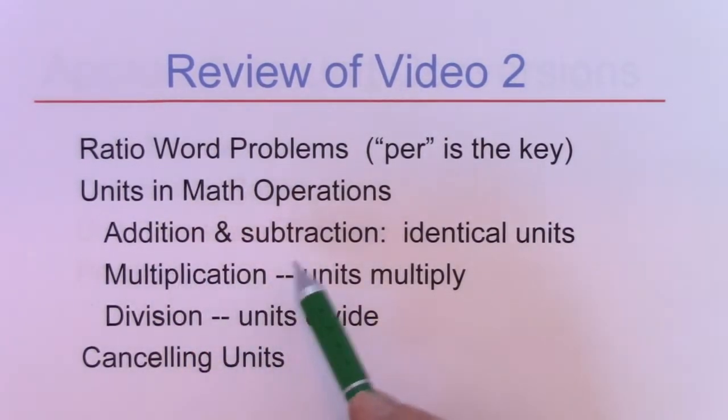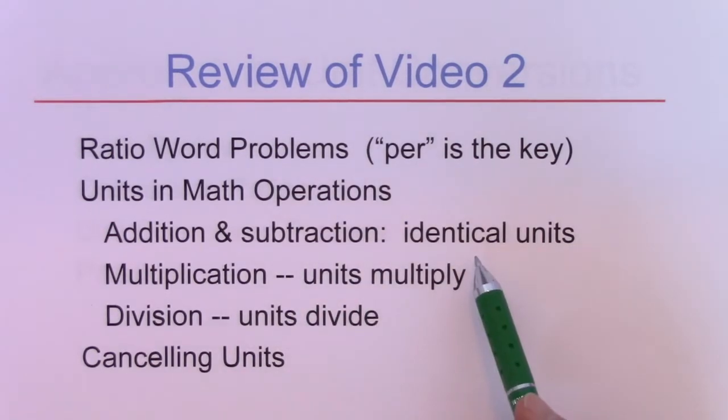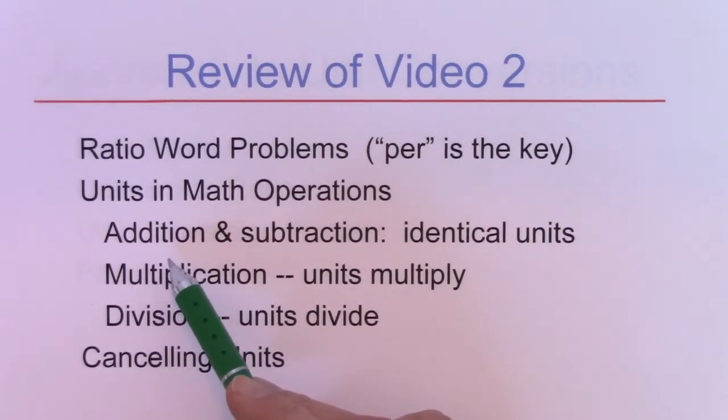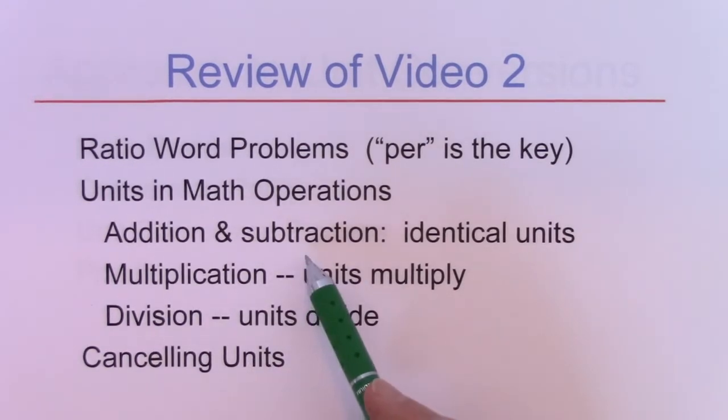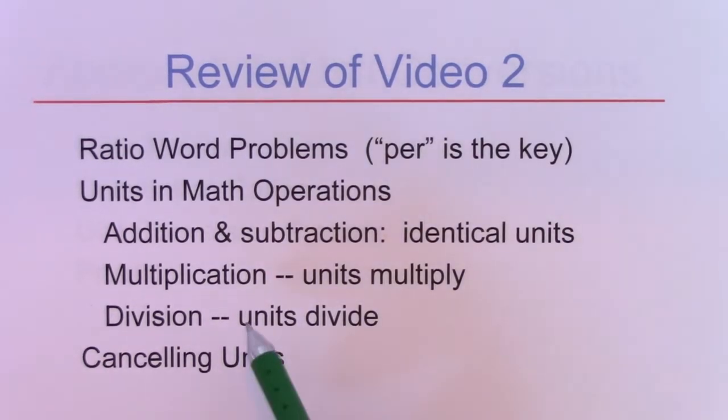For both addition and subtraction, we have to have identical units. For example, in all the numbers being added, all of the units have to be identical. And for a subtraction problem, all the numbers being subtracted must have identical units. In multiplication, the units simply multiply, and in division, the units divide. We also practiced canceling units. If you have the same unit in the numerator and the denominator, they can cancel.